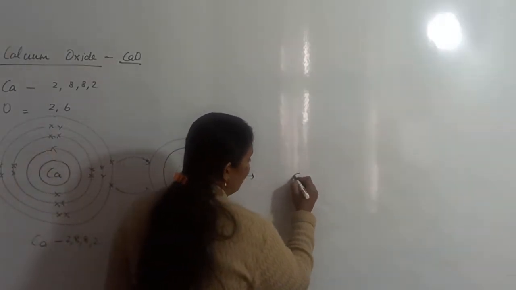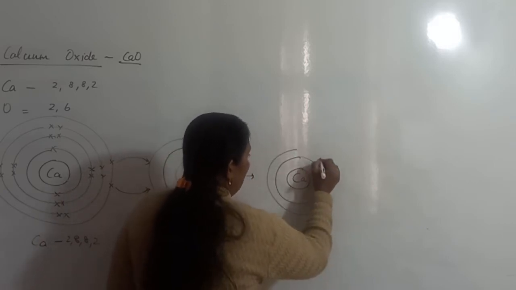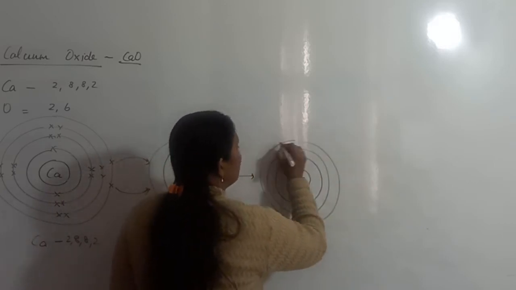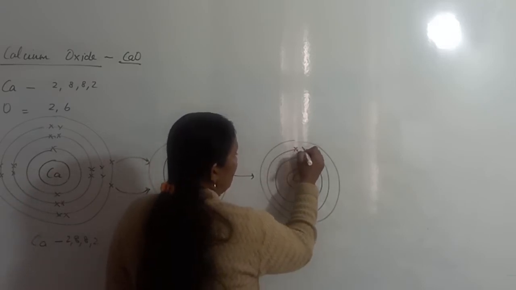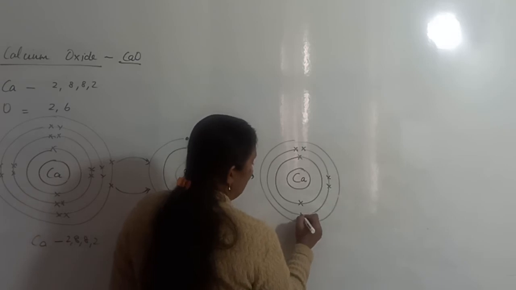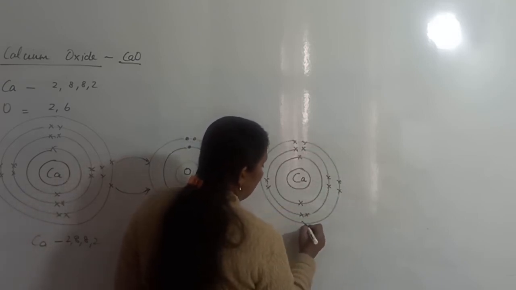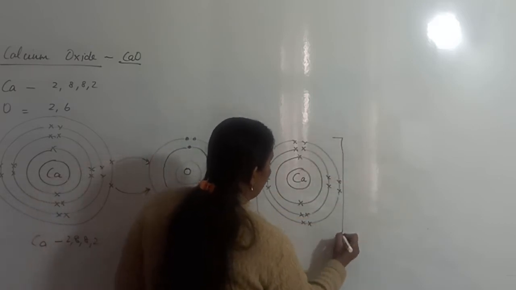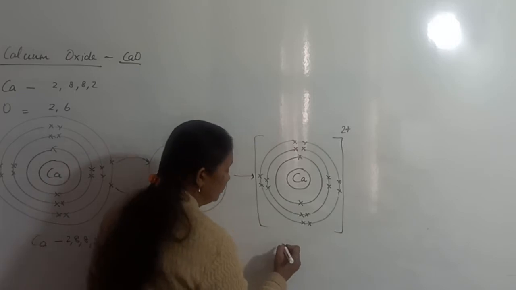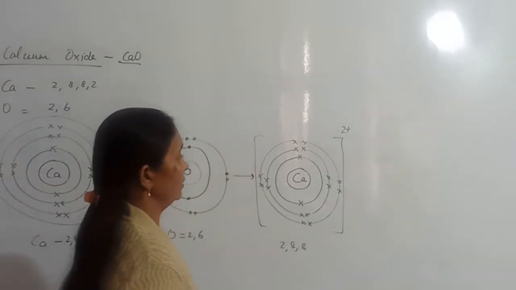Let us see that. This is calcium. It will form a Ca2+ ion. The first shell has 2 electrons, the second will have 8, and the third will also have 8 electrons. So this is the Ca2+ ion formed after the loss of 2 electrons, and the electronic configuration is 2, 8, 8.